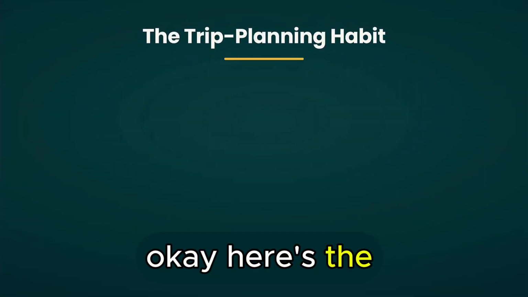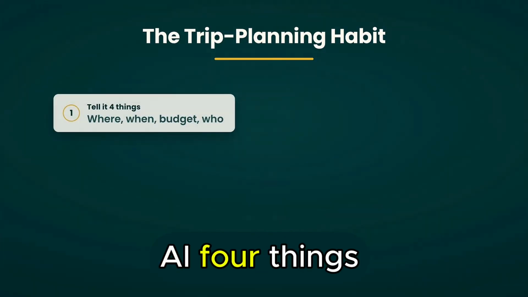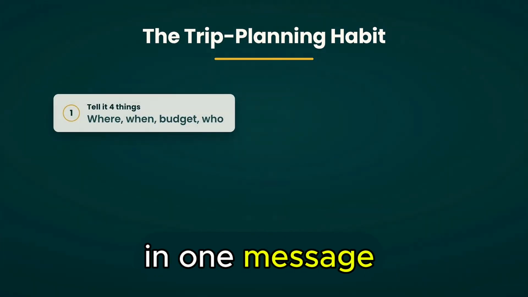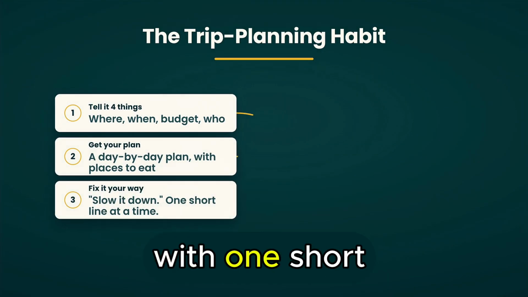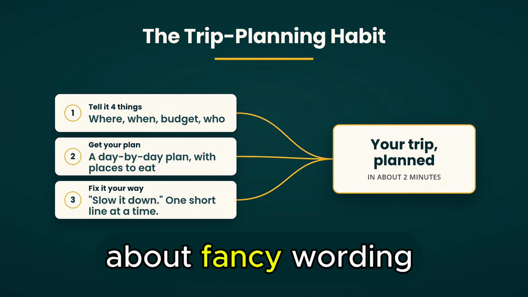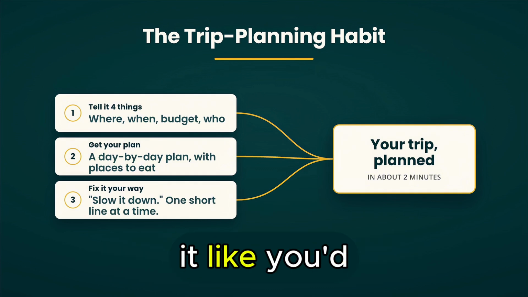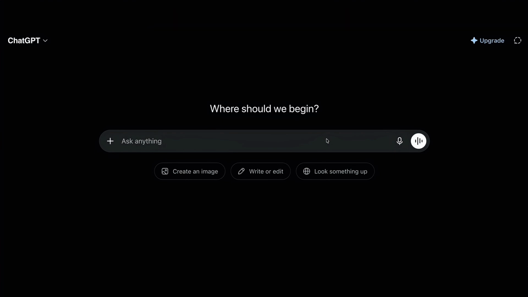Okay, here's the whole thing, and it's just 2 steps. You tell the AI 4 things about your trip in one message. Then, if the plan isn't quite right, you fix it with one short follow-up line. That's the whole trick. And don't worry about fancy wording. You talk to it like you'd talk to a friend who happens to be great at planning trips.